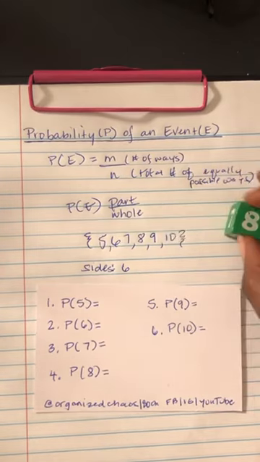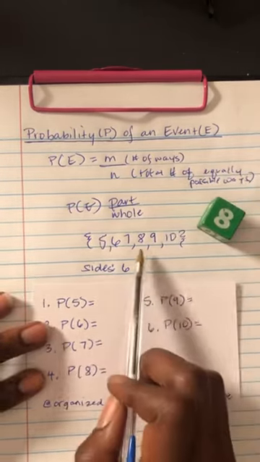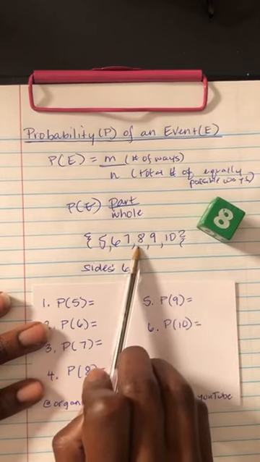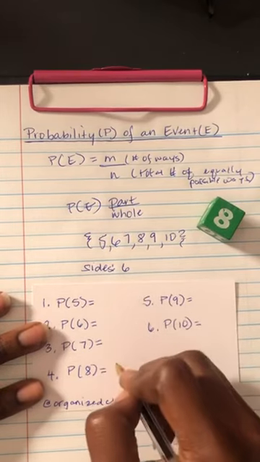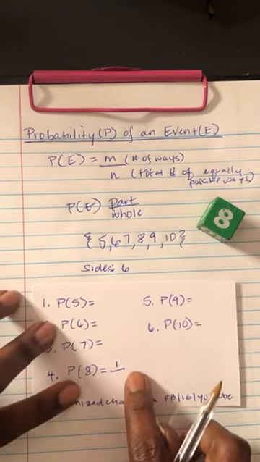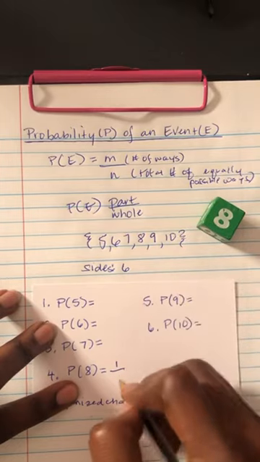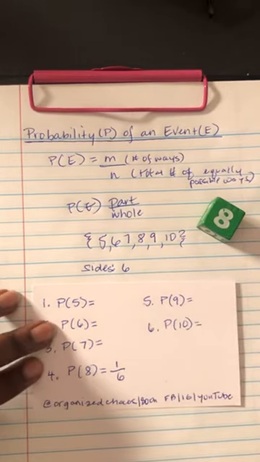Well, we would look at the definition, which is part over whole. How many 8s do we have? Well, we've written out our number set. We only have 1 8, so the part would be 1. There's 1 8 out of 1, 2, 3, 4, 5, 6, and we've already written that down. So the probability of rolling an 8 would be 1 over 6.